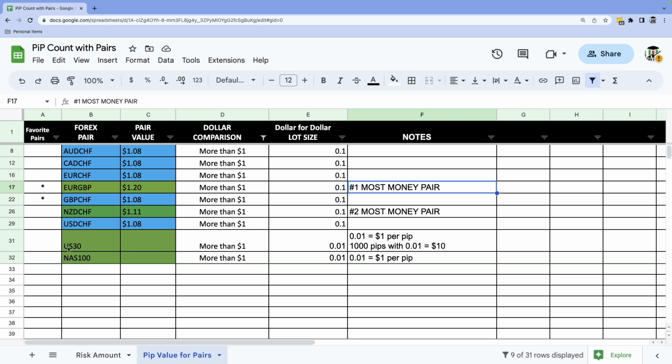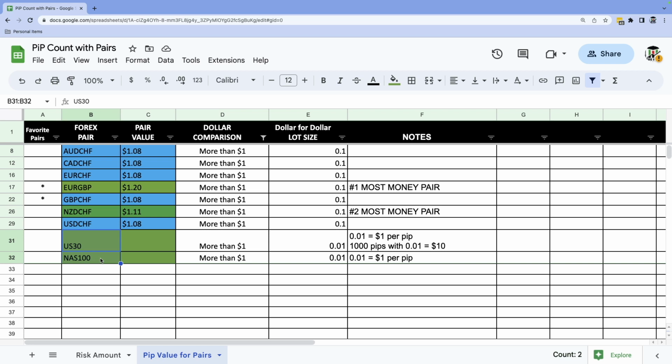But then you have your indices, things like US 30, NAS 100, things like that. These are 0.01, which is $1 for dollar per pip. So these are your big monies. You can't even necessarily take trades with these particular pairs unless you have a certain amount of capital to actually trade with. Okay, so that's something to be mindful of.